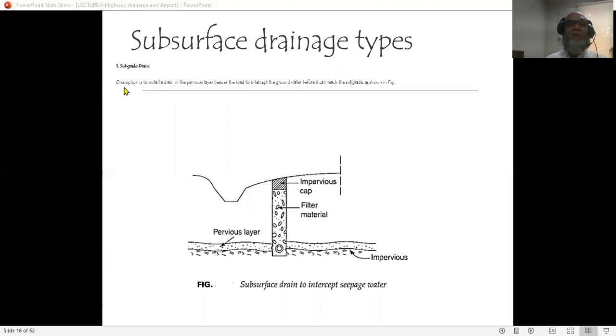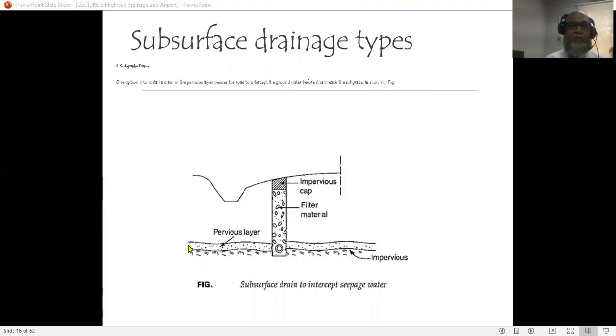Now what you do, one option is to install a drain in the pervious layer beside the road to intercept the groundwater before it can reach the subgrade, as shown. So there is an impervious layer. The water cannot pass through or can be held on. As a layman, you must understand this is a layer normally made of clay and like material.